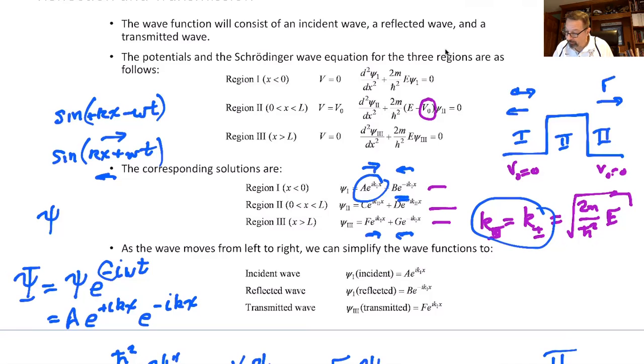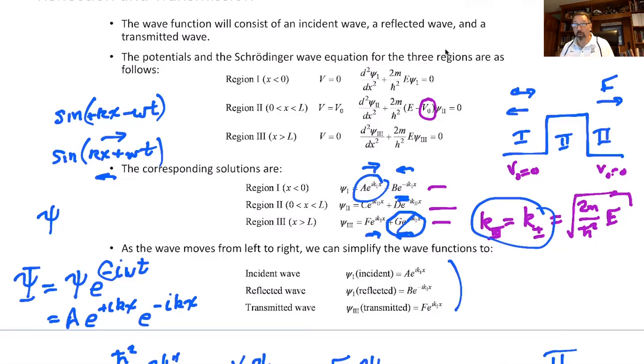This guy over here, that's the one that's the F e to the ik1x. And I can throw out G, right? The reason is G doesn't have any barrier to reflect back off of. It would be physically impossible that a wave will be coming back unless there's some kind of barrier further on down the line as you move in the x direction. So we can just ignore that. It doesn't exist. And these are the 3 waves that we care about that are representing the particle.